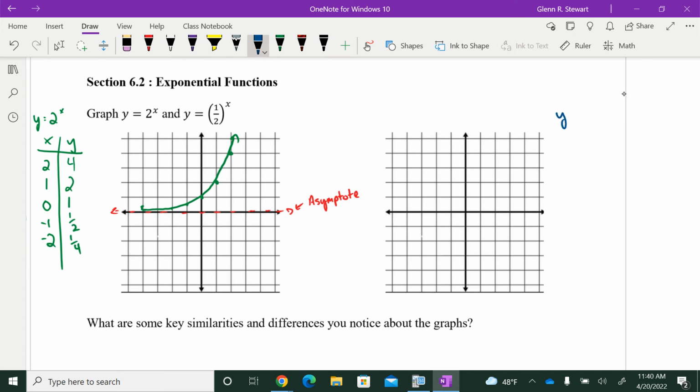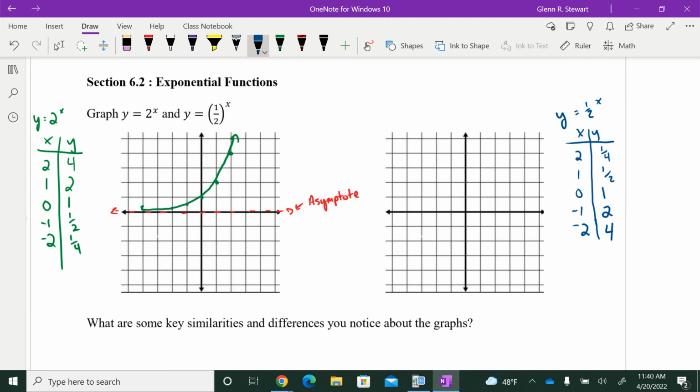We're going to do y is equal to (1/2)^x. I just want you to see the similarities and differences in this chart. I'm still going to go 2, 1, 0, -1, -2. So 1/2 squared is 1/4. 1/2 to the first is 1/2. 1/2 to the 0 is still going to be 1. And then I've got my negative exponent. That's going to flip my fraction. That's going to be 2 and then 4.